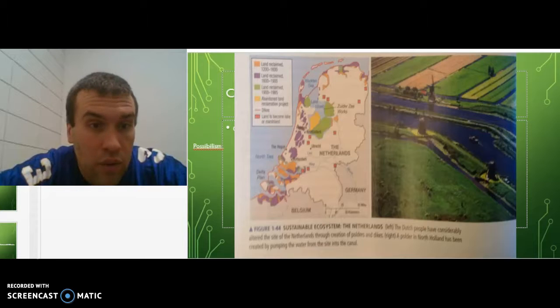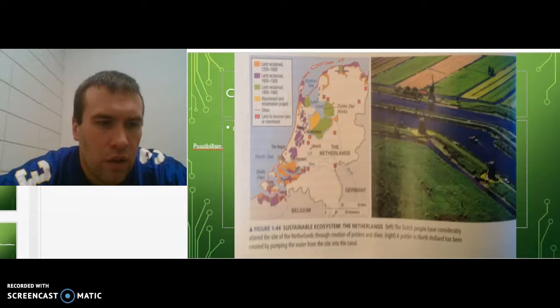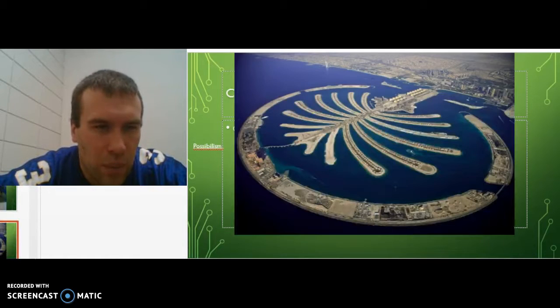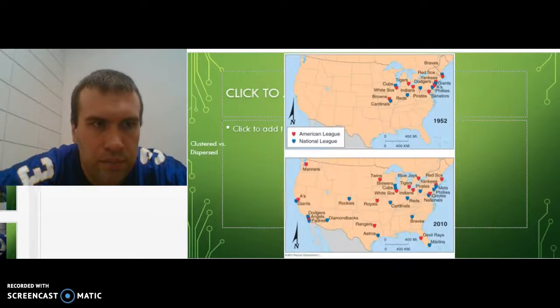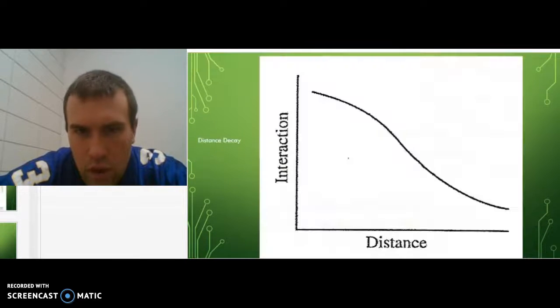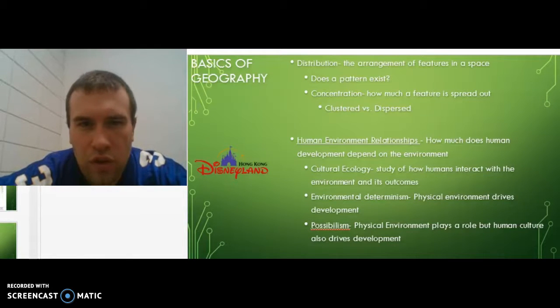Now, in some ways this can be helpful to the environment. Otherwise, it's not going to be helpful. It really depends on what it is. Even the creation of, let's say, islands in Dubai is an example of possibilism, or even the fact that we can live in Venice. So, as a whole, you should be able to know human-environmental relationships. How does human development depend on the environment? That is really environmental determinism versus possibilism.